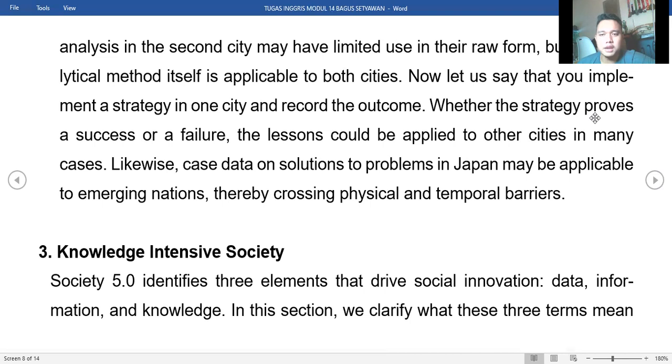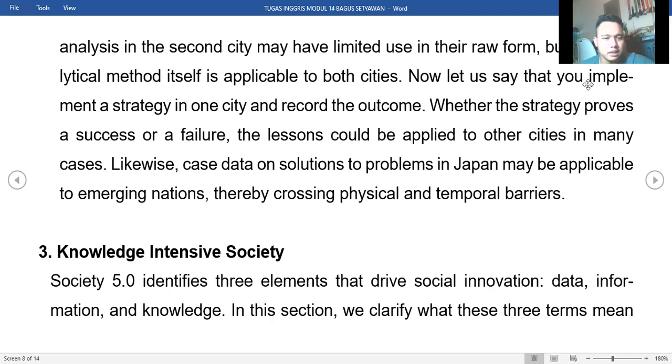Now let us say that you implement a strategy in one city and record the outcome, whether the strategy proves a success or a failure. The lesson could be applied to other cities in many cases, like use case data on solutions. The problem in Japan may be applicable to emerging nations, crossing physical and temporal barriers.